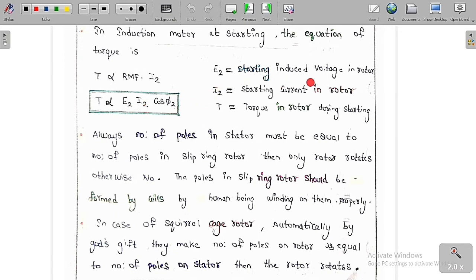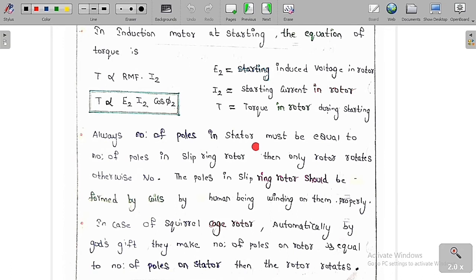E2 is called the starting induced voltage in the rotor. It is a per phase value. I2 is called the starting current in the rotor, phi2 is the phase angle between the induced voltage and the induced current in the rotor, and T is called the torque in the rotor during the starting condition.